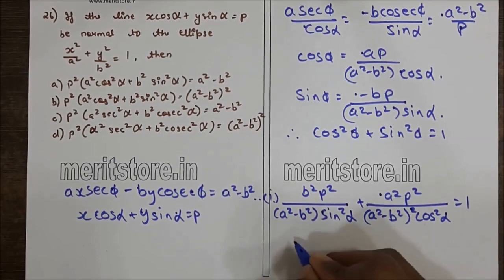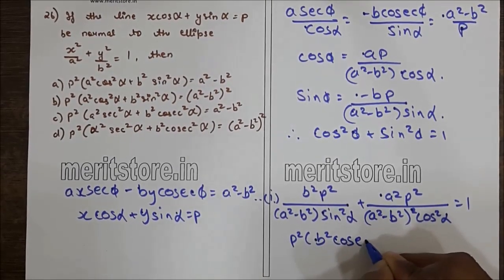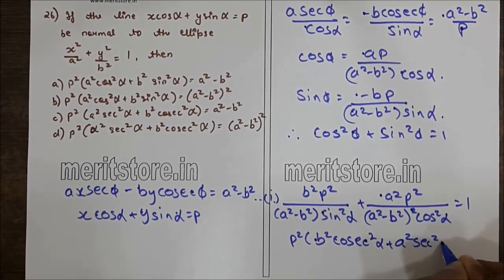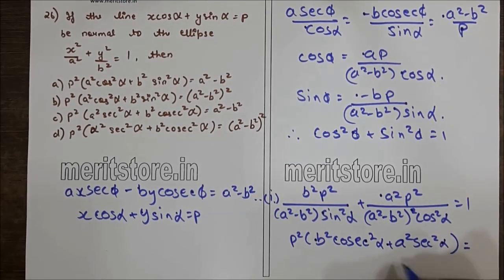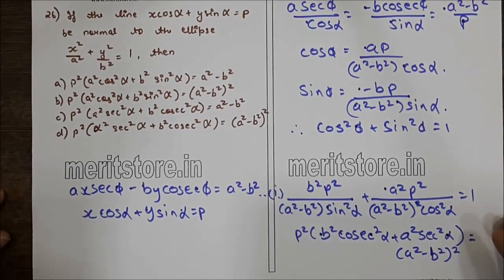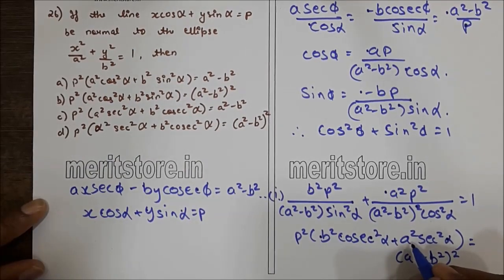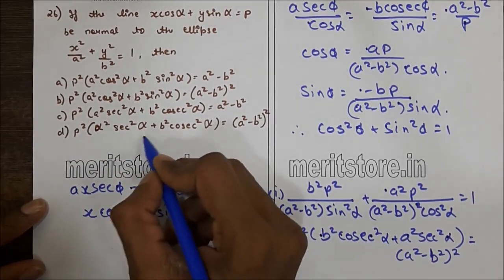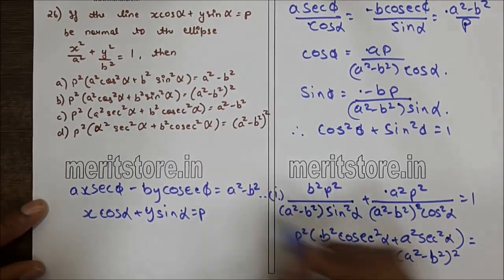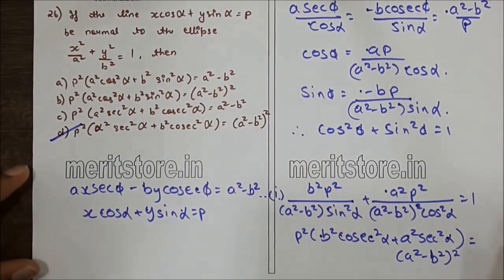Further solving this, we get p square into (b square cosec square alpha plus a square sec square alpha) equal to (a square minus b square) the whole square, which is our option D. If we see, it is p square into (a square sec square alpha plus b square cosec square alpha) equal to (a square minus b square) the whole square. Therefore, option D is the correct answer.